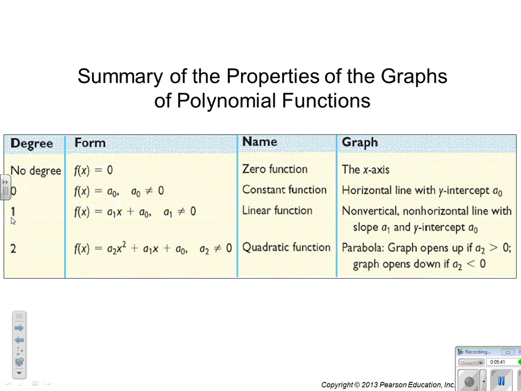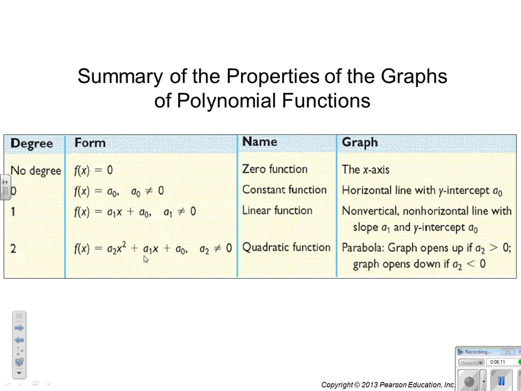First degree looks like this. We have a coefficient times x plus some value, and as long as your coefficient multiplying by the x isn't 0, that gives you a linear function. We've seen them. This is kind of like y equals mx plus b, same kind of form. It's non-vertical, non-horizontal. Slope is our coefficient, and y-intercept is whatever we're adding to the end of it.